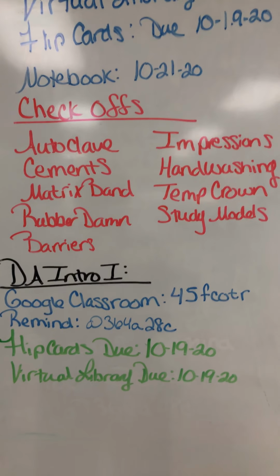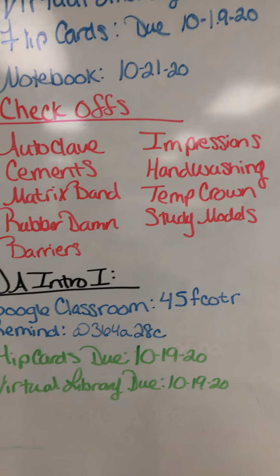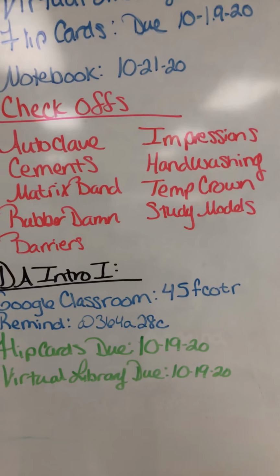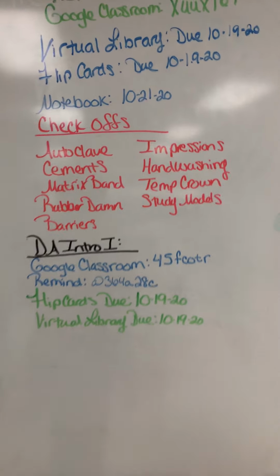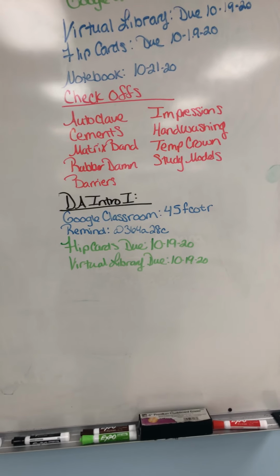Autoclave, cements, matrix band, rubber dam, our barriers, impressions, hand washing, temporary crowns, and study models. I want you guys to get good and comfortable with doing your impressions, and then we will start making study models. We have ordered some more mixing tips to be able to do temporary crowns, and I want everybody to get a chance to practice and make their own temporary crowns so that you guys can get comfortable with the process of that too.